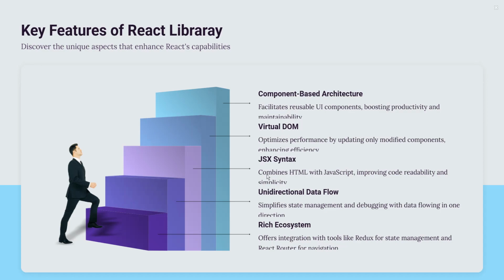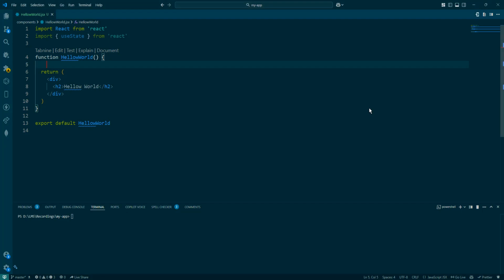And JSX. What are we going to do with JSX? We are combining HTML with JavaScript, improving code readability and simplicity. Unidirectional data flow simplifies state management and debugging, since the state flows in one direction. A rich ecosystem offers integration with tools like Redux for state management and React Router for navigation. So these are all the key features. First we will understand the component-based architecture.